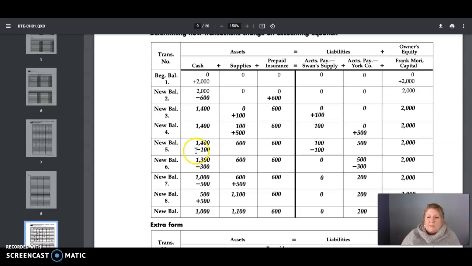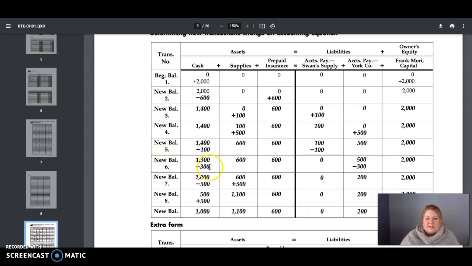On the 5th, we paid cash on account to Swan Supply. So we pay cash, cash goes down, and the amount we owe Swan Supply goes down. Both negatives. Again, both sides of the accounting equation keep the teeter-totter balanced. And you can see the accounting equation is split here with this thick line down the middle.